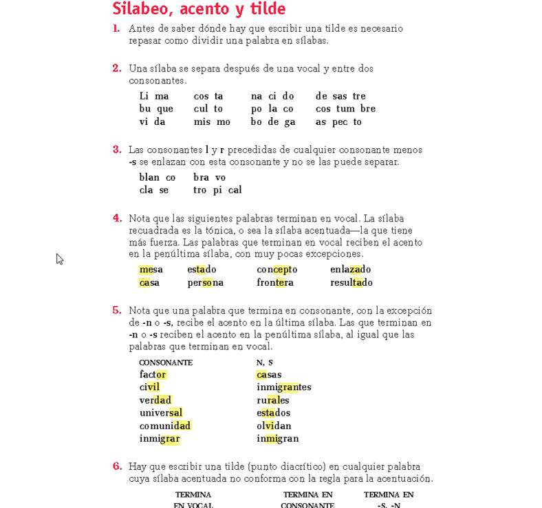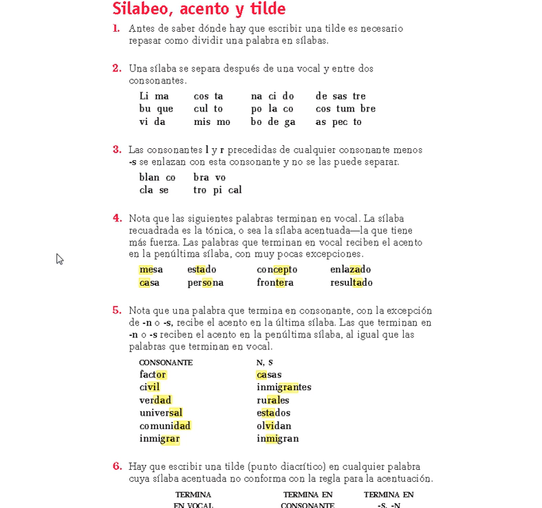Nota que las siguientes palabras terminan en vocal. La sílaba recuadrada es la tónica, o sea, la sílaba es acentuada. What that means is the tonic syllable, the sílaba tónica, is where you put the stress when you say a word. So if your name is Monica, Mónica in Spanish, you put the stress on mo.